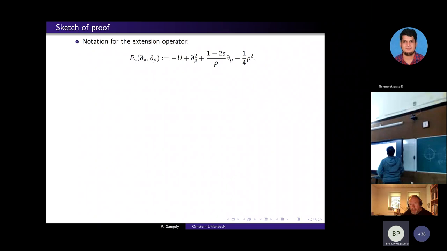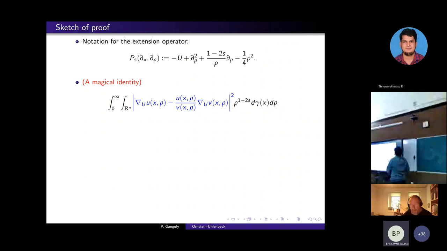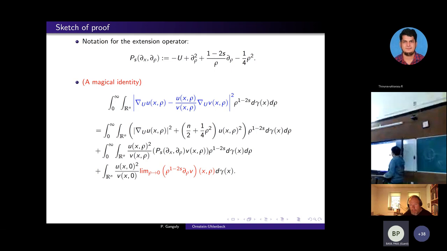And we use this magical identity. So you consider this, and now you expand this square and use that delta star is the adjoint of delta, and use some integration by parts to get this. So this is the magical identity we'll be using. Now, there is no condition on U and V. U and V are just some nice functions. That is, in the rho variable it is compactly supported, and in the x variable it is just bounded and smooth. That's all. We don't need any other condition.